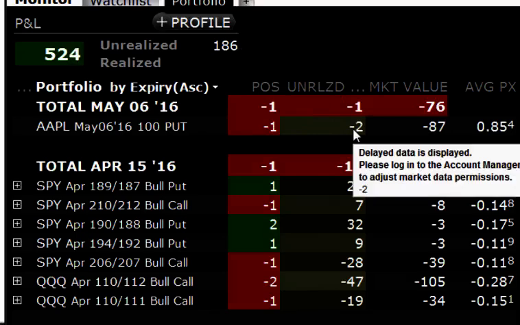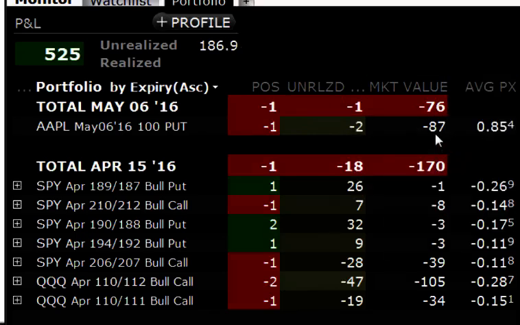That would be the trading commission. The market value will always show up as a minus when you're short on something. Again, you don't own the value in it, so it's a negative value. And the average price we paid after trading, or we received after trading commissions, was 85 cents, nearly $85.50 there. So that's how simple it is to actually go and place a short put trade.